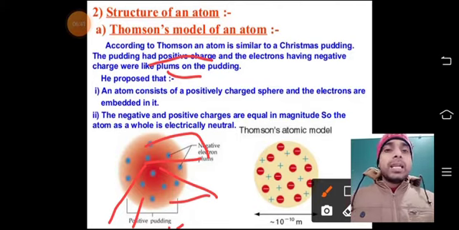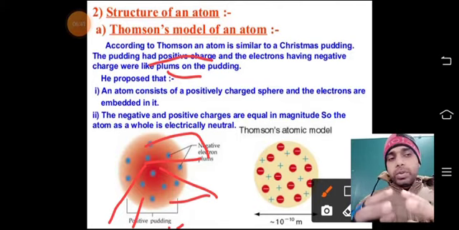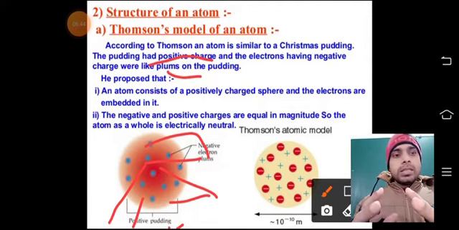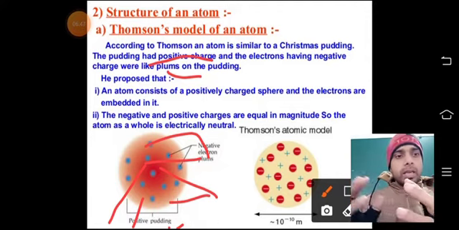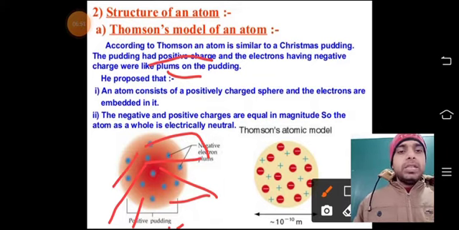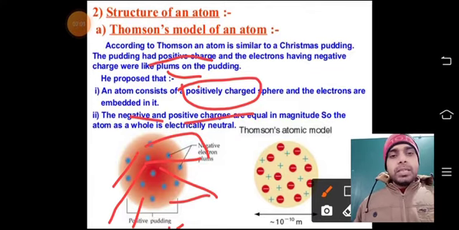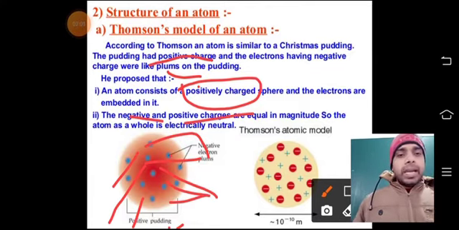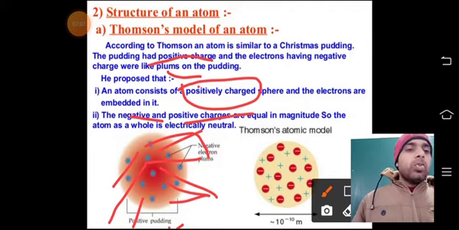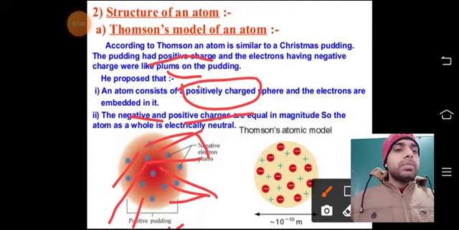Yes, we know the structure of an atom, which contains some surfaces, and that surface in the Christmas pudding, this red part, he took as a positively charged sphere. Now you can see the negative and positive charges are equal. The negative charge, this one, and the positive charge are equal. That means the atom will become neutral.